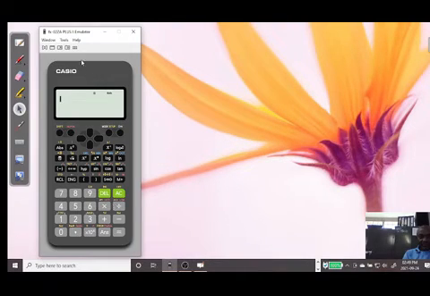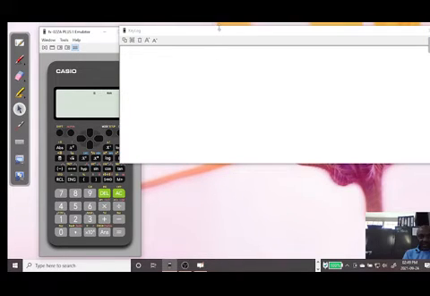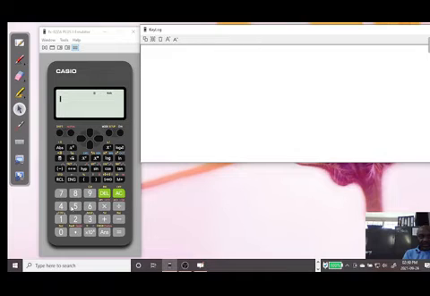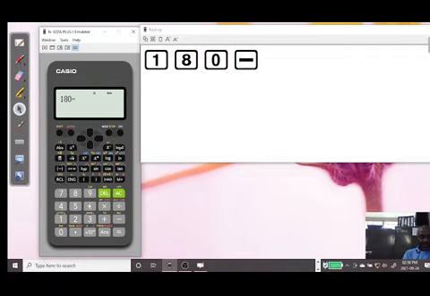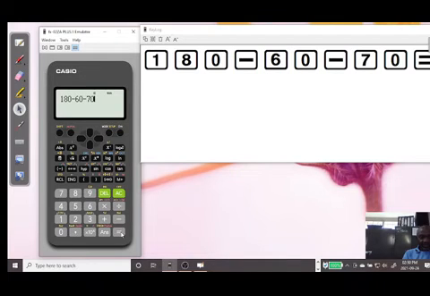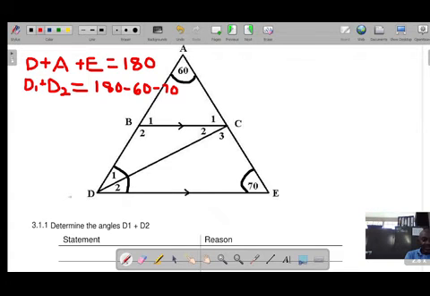180 minus 60 minus 70 equals 50. So my answer is 50 degrees for D1 plus D2. Hope we are together. If I go back to my whiteboard, my D1 plus D2 is 50 degrees. In your tests and all other calculations, whatever angle you get, put it there.